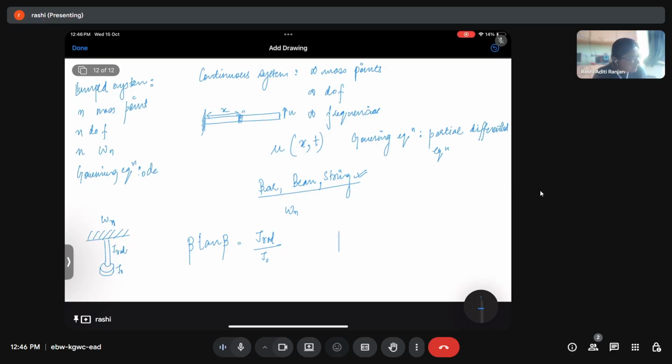Beta was essentially the term which had the frequency, with rho by G, right? So we had to solve for omega. We need to find out the omega. Now, if you remember this, how did we solve? We used the maths table.